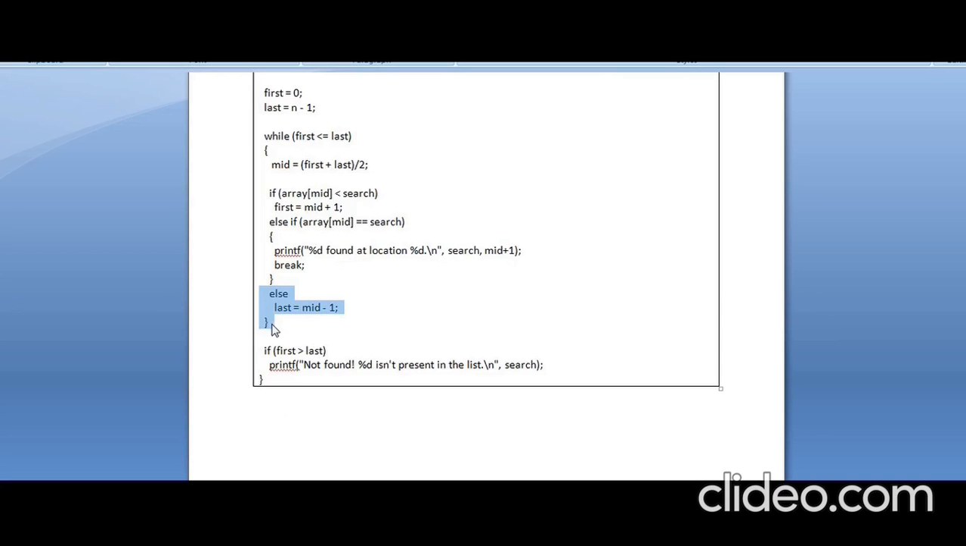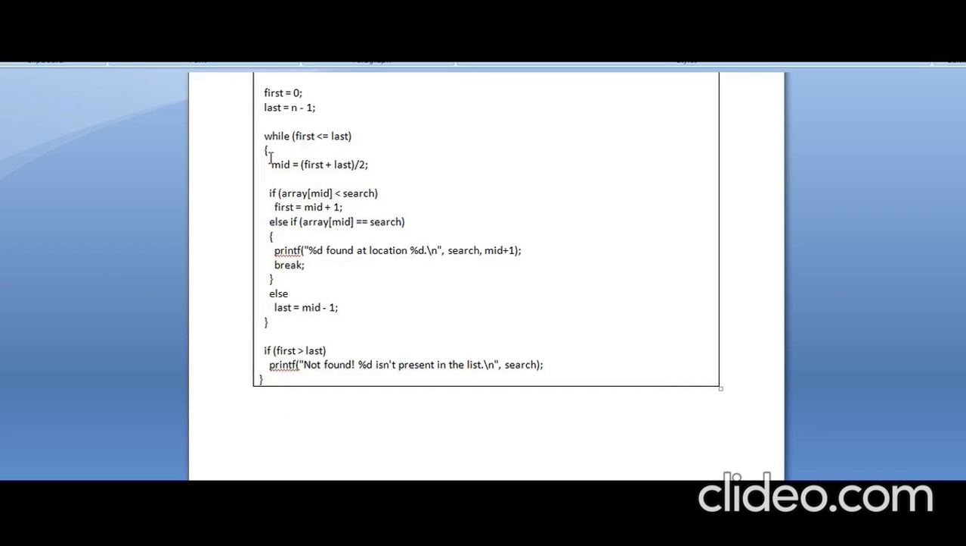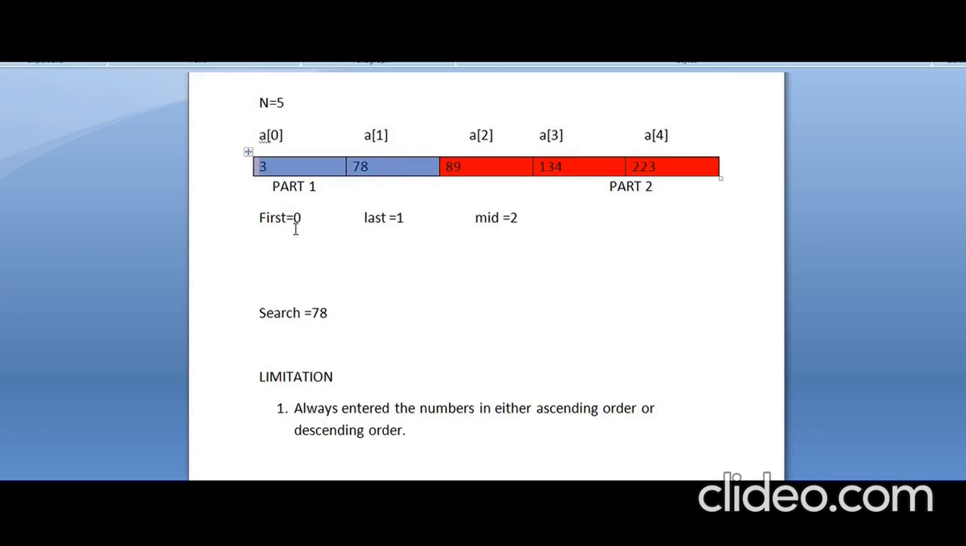Okay. So this is the end of the while statement. Again it comes here and checks: first is less than or equal to last. What is the value of first? 0. What is the value of last? 1. Condition true. Here it comes. It finds the mid. What is the mid now? First plus last by 2. First is 0, last is 1, so 0 plus 1 by 2. It will take 0.5.